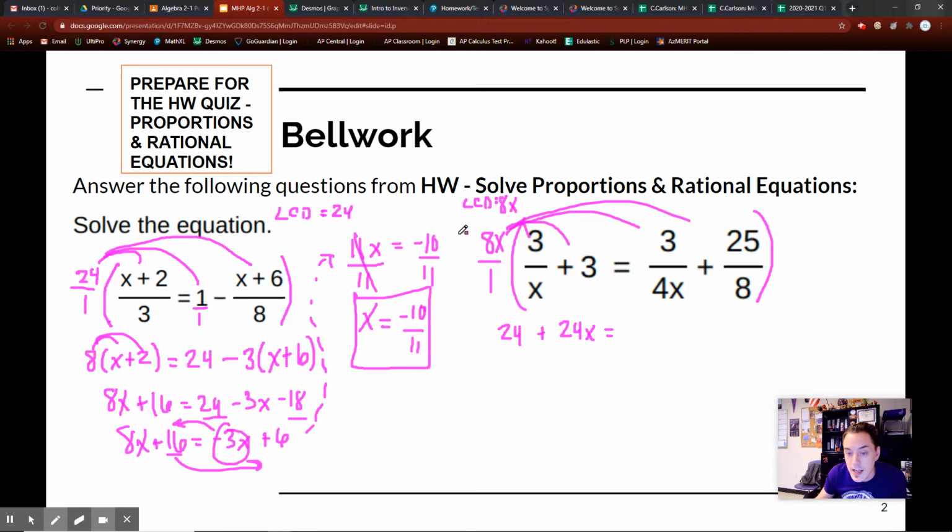That's what I want. 8x times this, well, 8x divided by 4x is just 2. The x's go poofy, and 8 divided by 4 is 2. So 2 times 3 is 6. And then 8x times this, well, the 8's go poofy, so I'm just left with plus 25x.